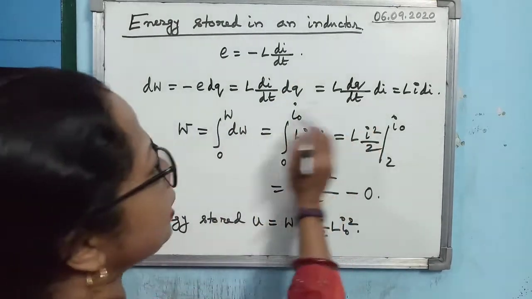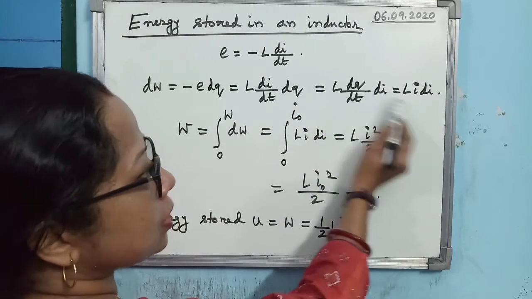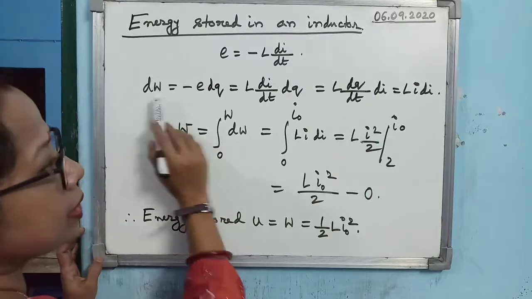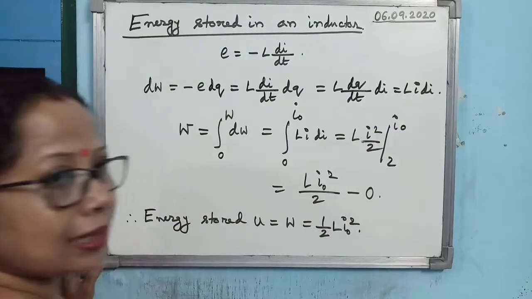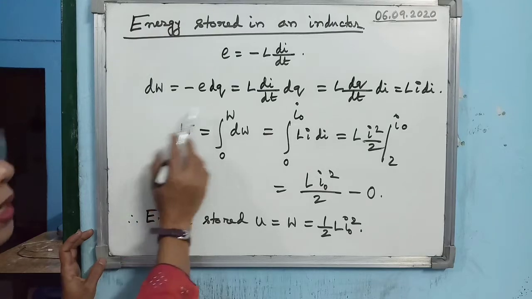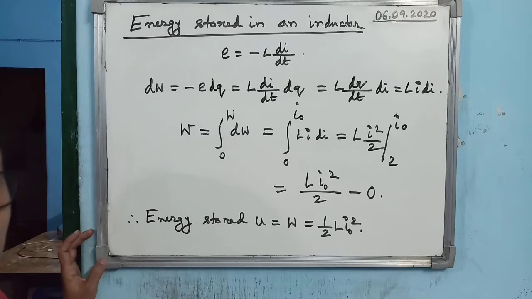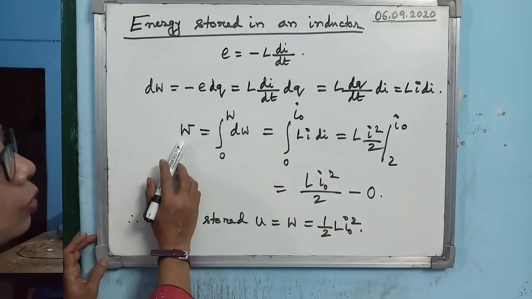So, if you substitute E, it becomes L di dt dq. Now, you can rearrange the terms. You can write it as dq dt di. Now, dq dt is what? I. So, you are getting the work done as L I di. So, this is the small work done in adding small charge dq, in sending a small amount of current through it. So, what will be the total work done?